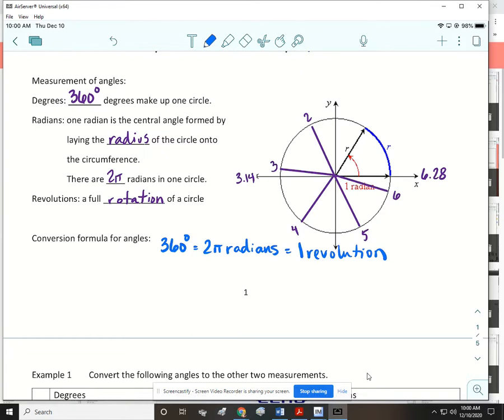Now, if you're just talking about radians and degrees, I think it's easier if we just go for half of a circle. So half of a circle, there's 180 degrees in pi radians. If we're just doing degrees and radians, I would use 180 degrees in pi radians. If you have to involve revolutions, you go to 360 degrees and 2 pi radians.